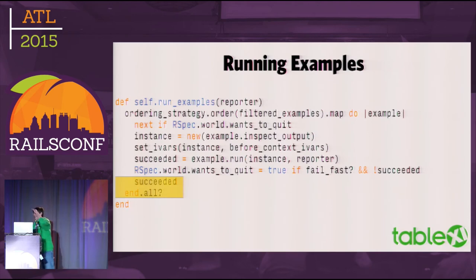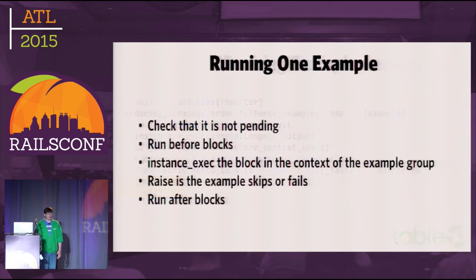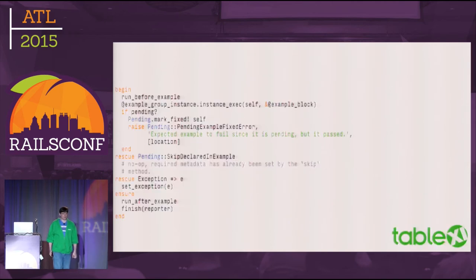So that's what the example group does. When the individual example gets control, it first checks to see that it's not pending and actually should run. It runs its before blocks here. I'll put the code up. So first of all, it runs any before hooks. And then this is the part that actually runs the test. Like, we're like 45 slides into this. This is the part that actually runs the thing that we think of as the test.